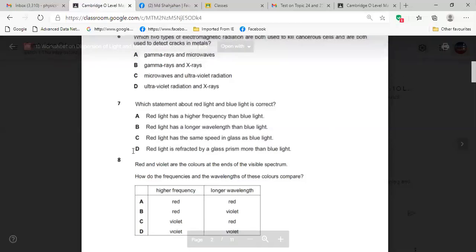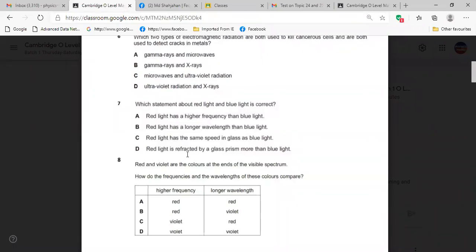Then D. Why is D not correct? Red light will refract less. Refracted, sorry, by a glass prism, less than blue light. We know that the one which has longer wavelength bends less, right? Bending less means refracted less. Refraction is bending of light, right?